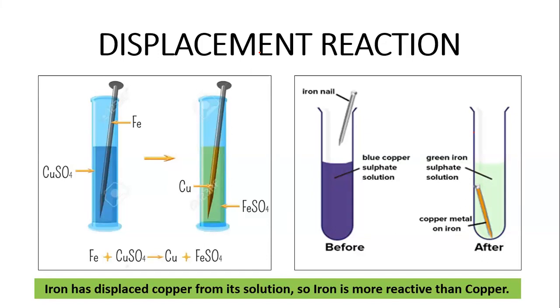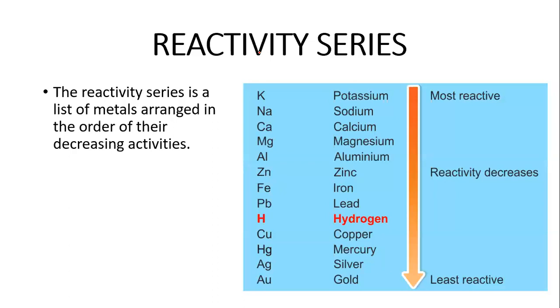We have done, right? Based on all the reactions, reaction with water, reaction with air, reaction with acids, and displacement reaction, we have come up with a series of metals. In this list, the metals are arranged in order of decreasing reactivity. Potassium is the most reactive metal, that's why it is kept at the top of the series, and gold is the least reactive metal.